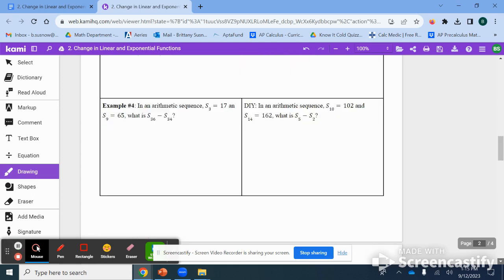So it's the same idea here, but now it wants us to solve what term 36 is minus term 34. So let's play around with it. So when we do this, we need to find our d, or our slope, or m. So same idea. We have 3, 17 as a point and 9, 65. So we'll do our slope formula. I get 48 divided by 6, which is 8. So that's my d, or my m.